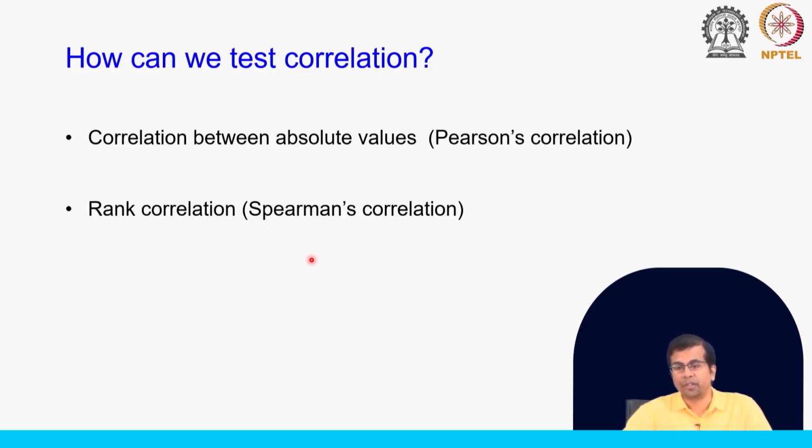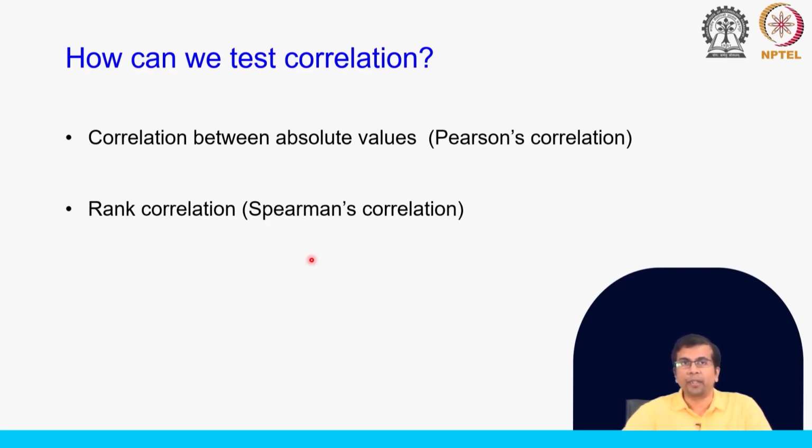Whereas, we have Spearman's correlation, which is a rank correlation. Okay. So, it does not look into the correlation between absolute values, but instead it ranks each column, from 1, 2, 3, 4, etc., based on their values and sees how these ranks correlate with each other. Now, what is the difference between these two types of correlations, and when should we use each?